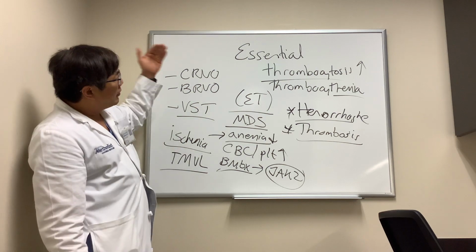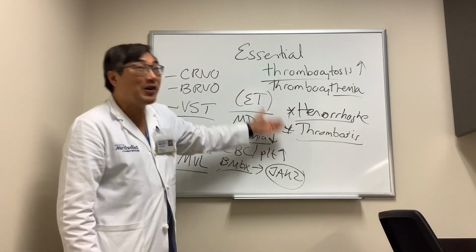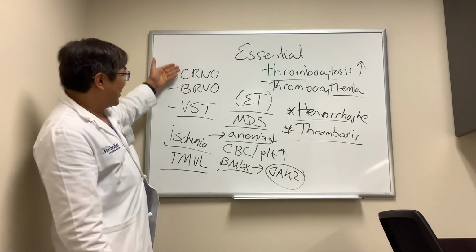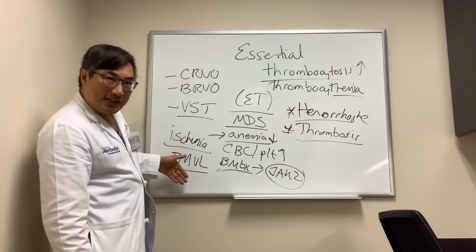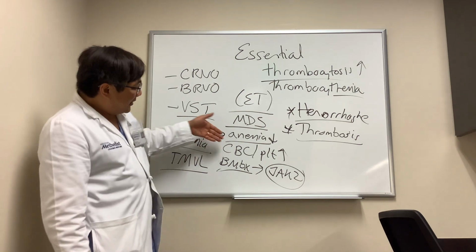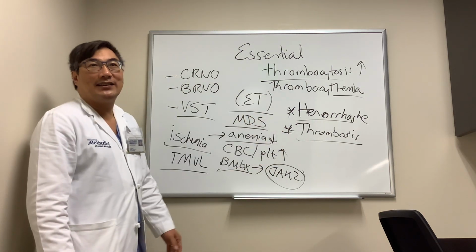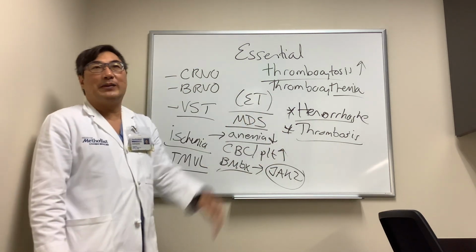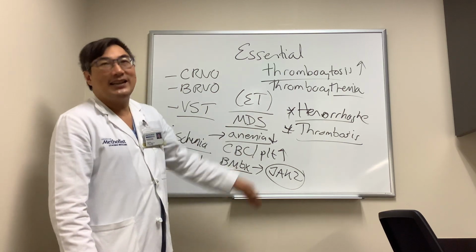So you should know that essential thrombocytosis can come to us as either hemorrhage or thrombosis. That thrombosis can be in your eye or your brain. It can be TIA-like and transient monocular vision loss from ischemia. You need to think about essential thrombocytosis anytime the platelet count is super high. All of them need to go to medicine or hematology to make the definitive diagnosis with bone marrow biopsy and cytogenetics.